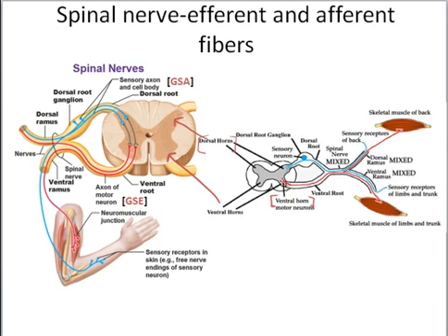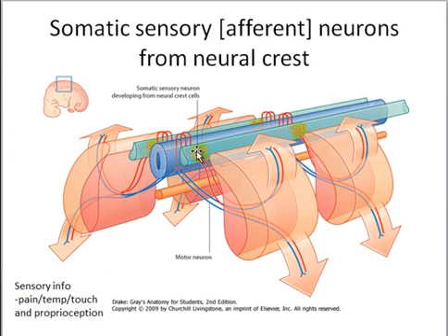So this is how you explain the development. Here's the cell body developing from the neural crest cell. This process is the one which is bringing information from the periphery, either the dorsal or the ventral aspect of the body. They have their cell body here, and then the central process goes into the central nervous system. So what you should remember is that the sensory neurons develop from neural crest. Why? Because they are outside of the CNS, and the neural crest is not part of the neural tube, it's outside of the neural tube.